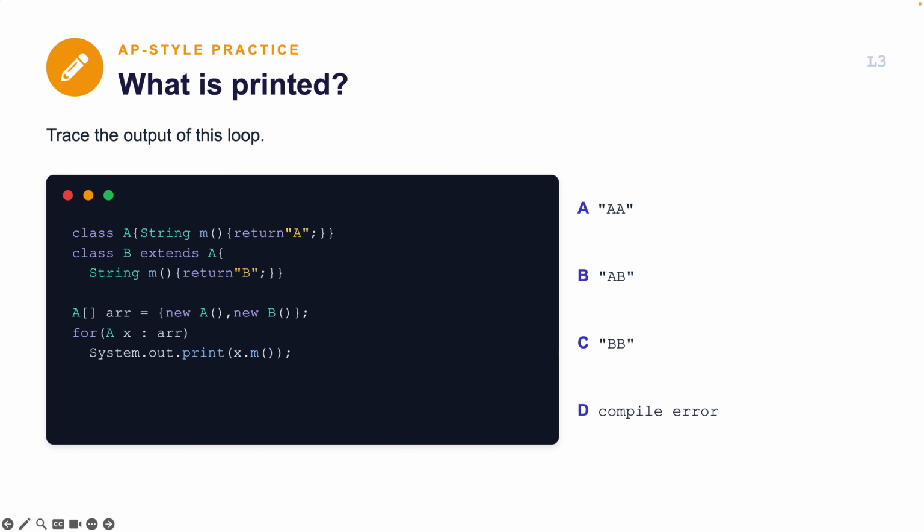First element is an actual A object. A.m returns A. Second element is an actual B object. B overrides m, so dynamic dispatch runs B.m, returning B, even though x is declared type A. Concatenated output is AB. The answer is B. Declared type A made the call legal. The actual object type chose which m method ran each time.